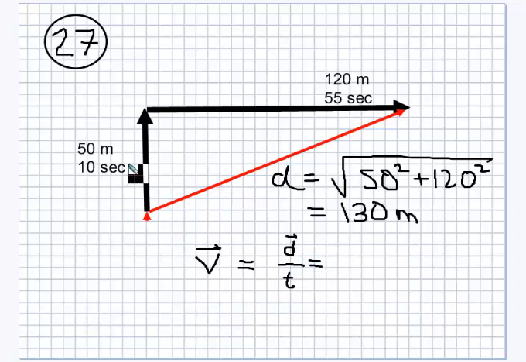How much time did it take? 10, 55, 65 seconds in total. So our time is 65 seconds. Our displacement is 130 meters. Therefore, our average velocity will be this number, whatever that works out to be. It looks like it's exactly 2 meters per second. And that's the magnitude of our velocity. The direction is a first quadrant angle along that path. But that's not asked for.